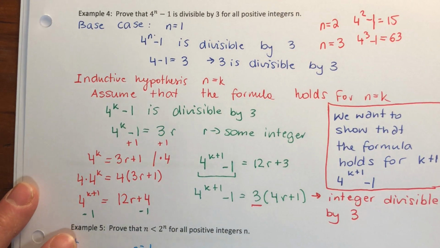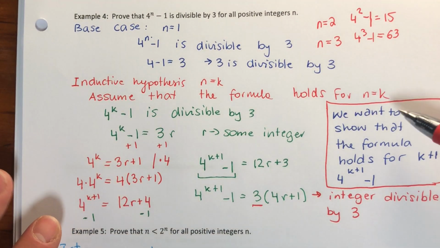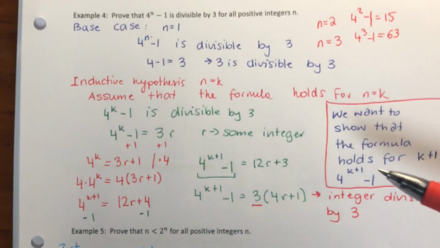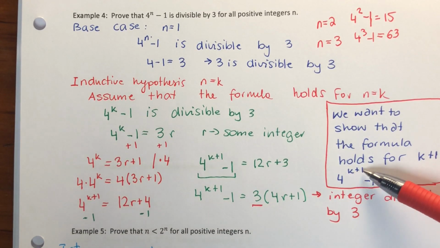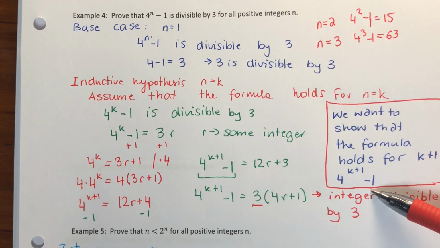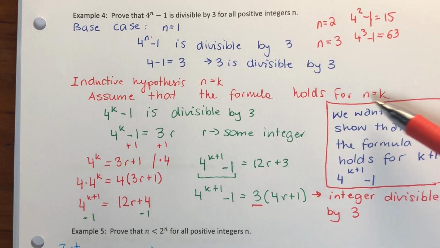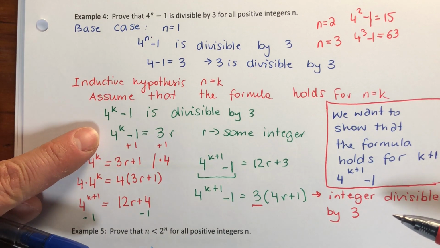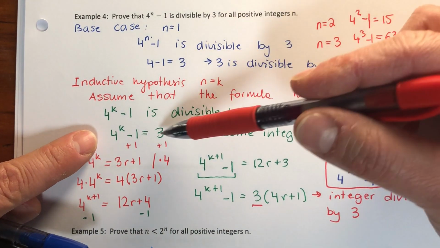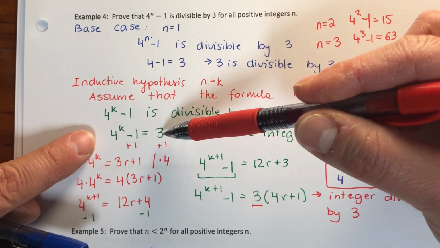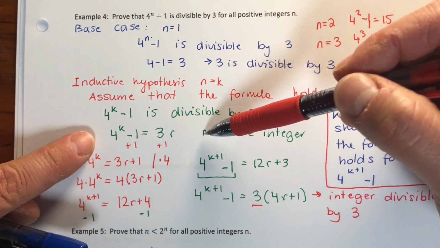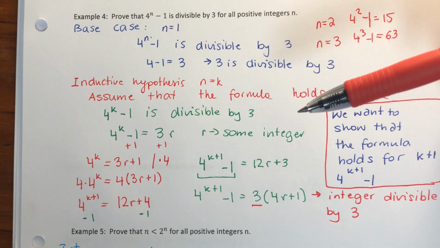Now, I want you to see how this is written a little bit differently than before, because we are not starting with an equation. So I want to show that the formula holds for the next term, and the next term is going to be 4 to the power of k plus 1 minus 1. So again, I am writing this a little bit on the side, and I am going to take my 4 to the k minus 1, and because I want this number to be divisible by 3, I am going to describe it as 3r, where r is some integer.